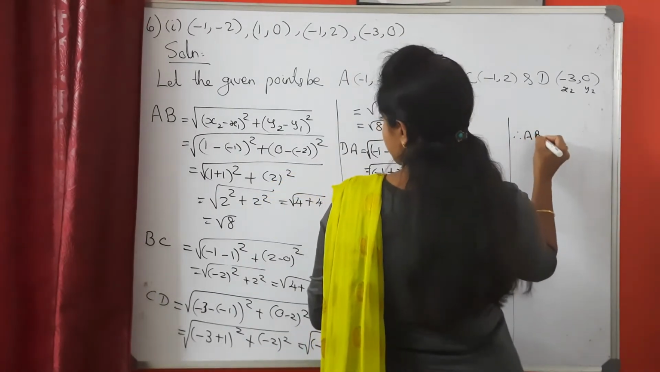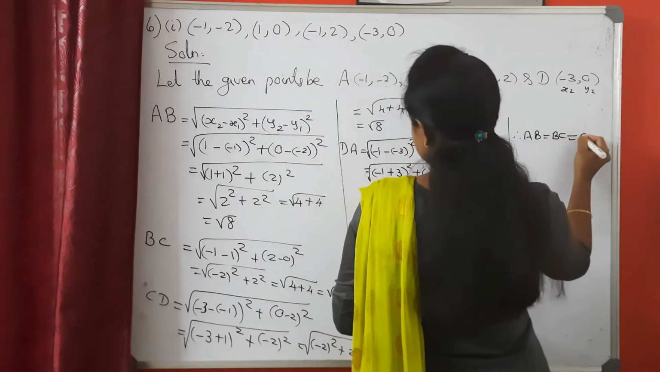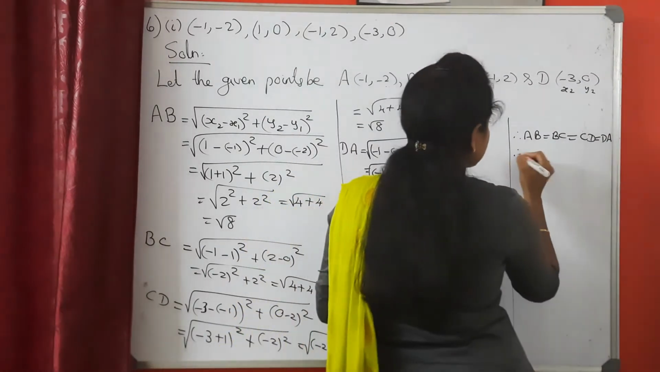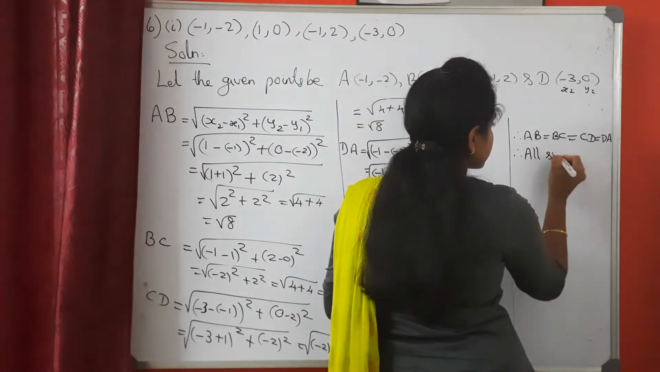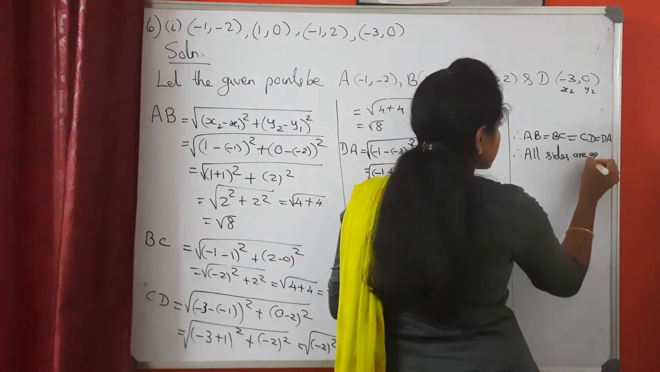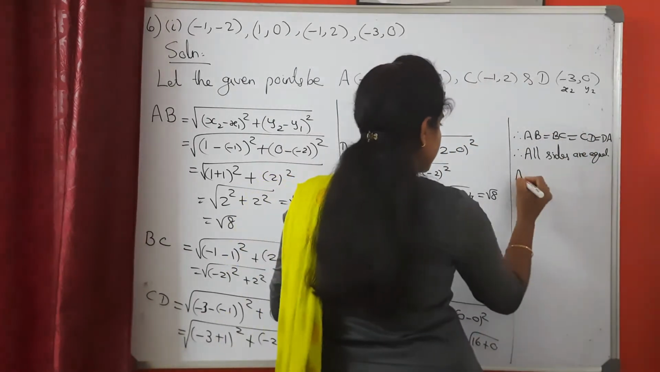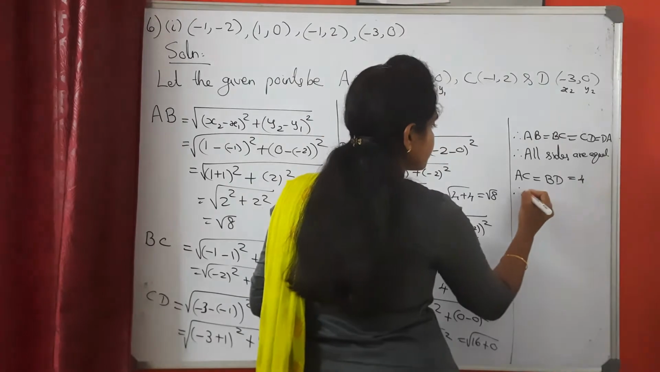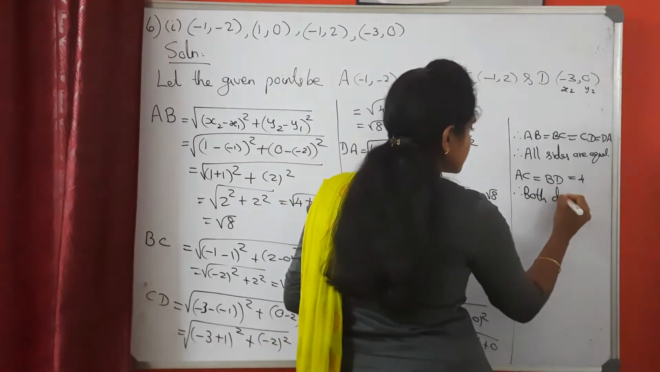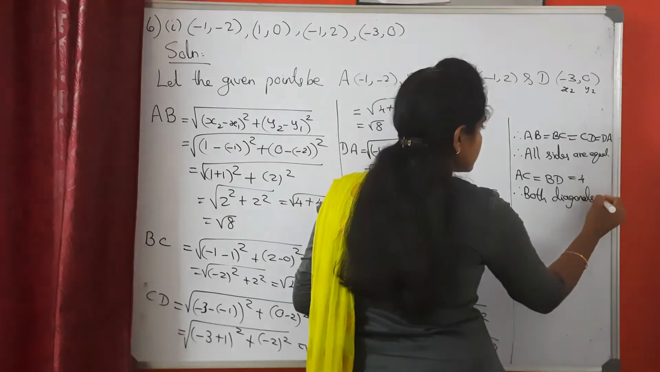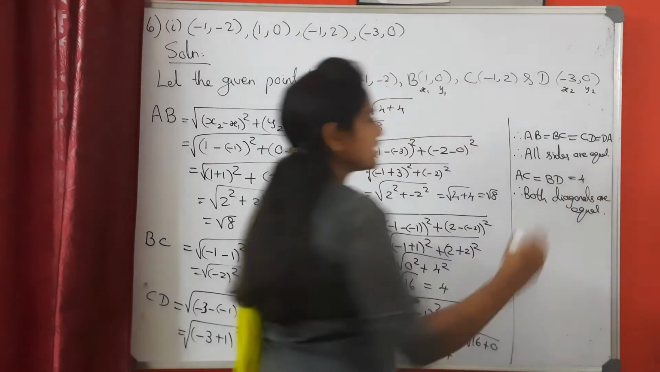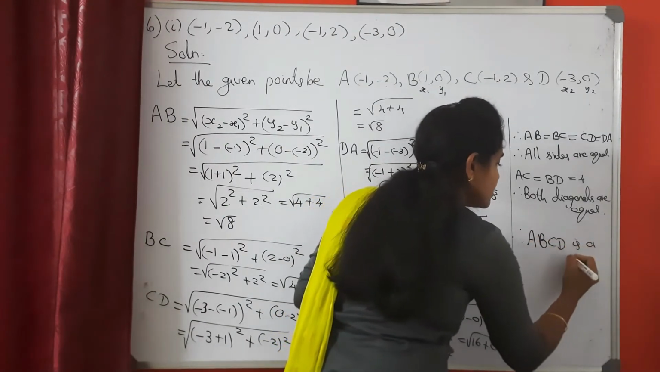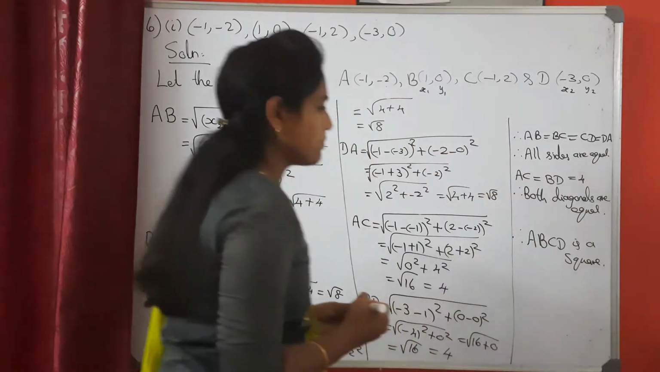Therefore, AB equals BC equals CD equals DA. Therefore, all sides are equal, and AC equals BD equals 4. Therefore, both diagonals are equal. Therefore, ABCD is a square.